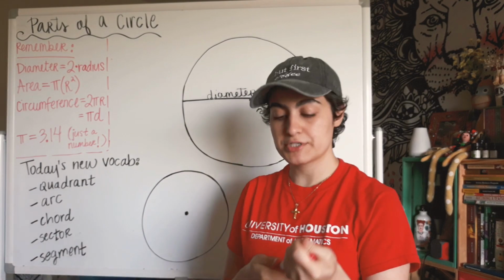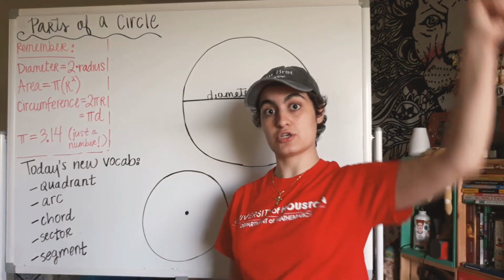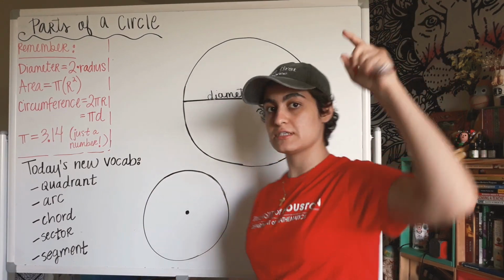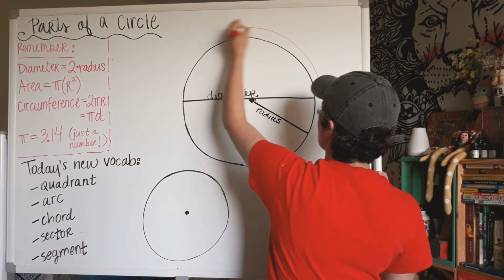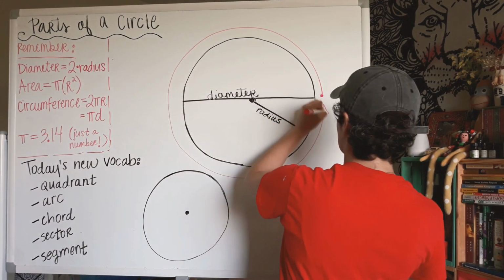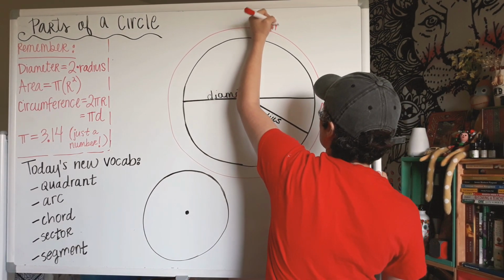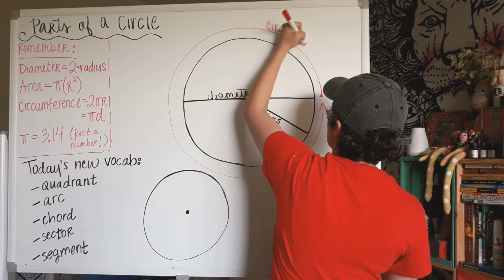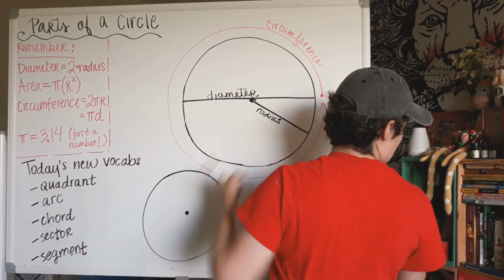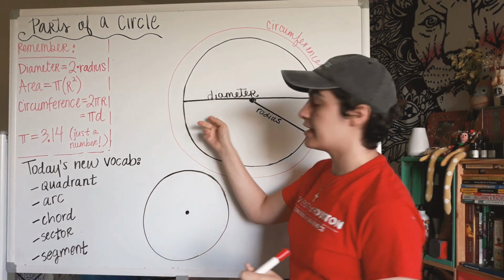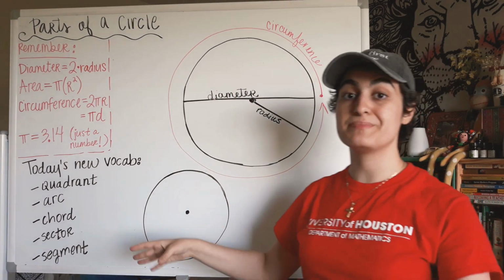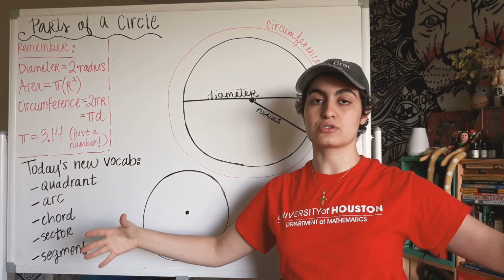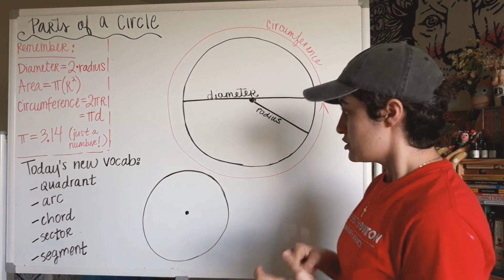And circumference, remember, is the distance around the circle, so it's a distance. Say, start here, go all the way around. This is your circumference. And then last but not least, the area of the circle is always shaded completely in. So how much space does the circle actually take up?